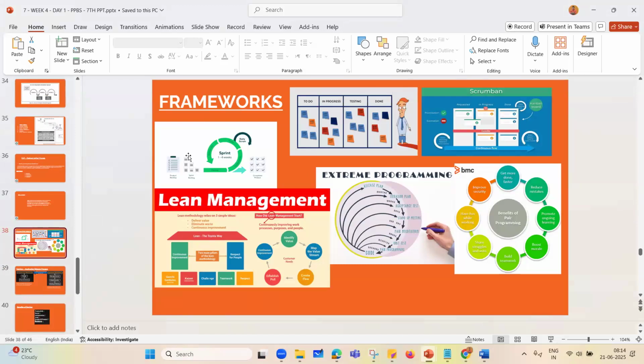In fact, BMC's example is given. We are talking about the approach. One approach comes with various frameworks.